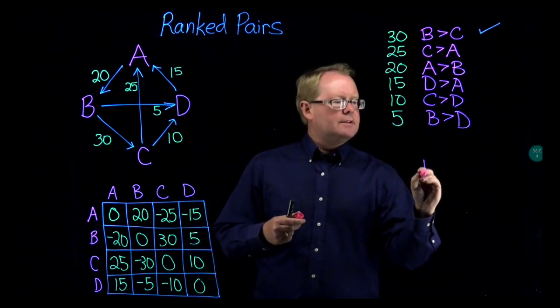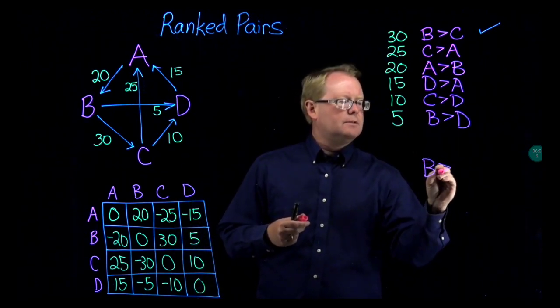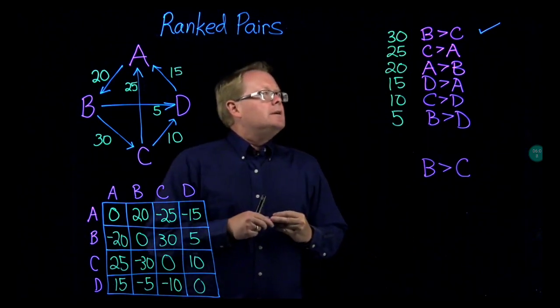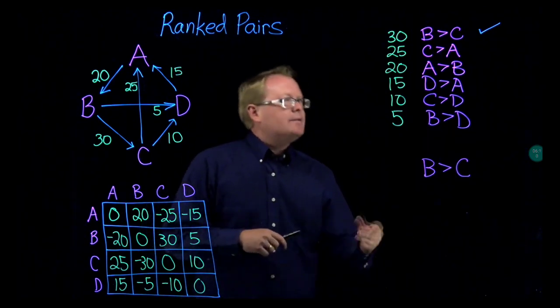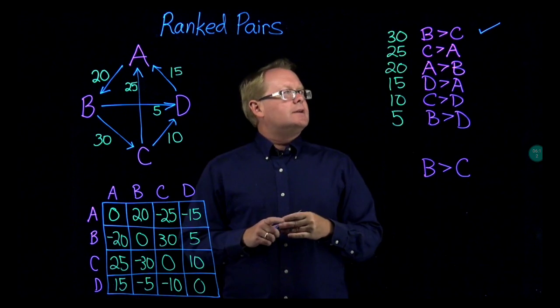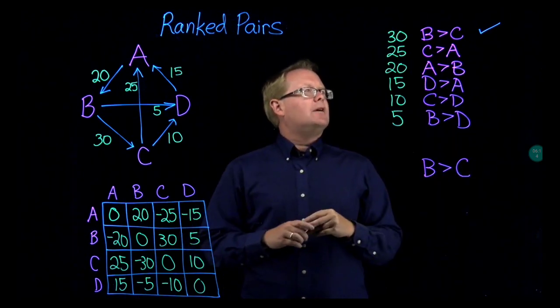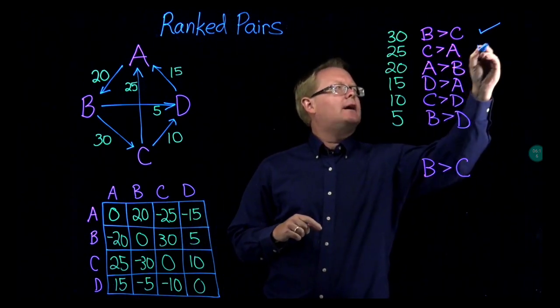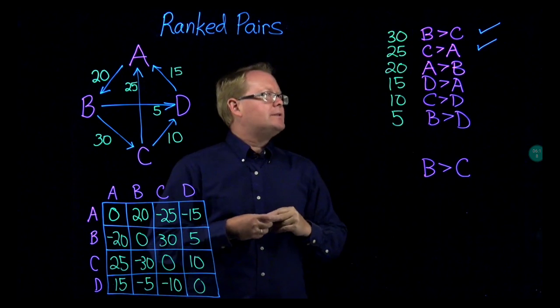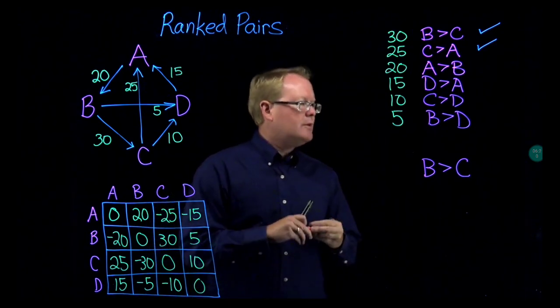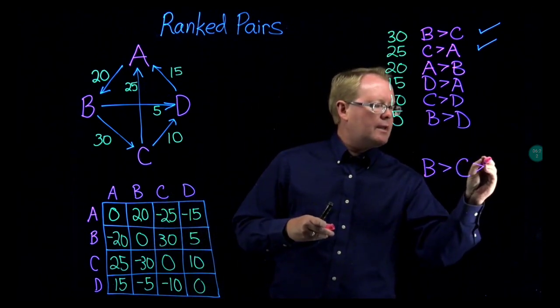Down here, this is the summary of our results. And then we ask the question, can we enforce this second preference? Is it compatible with what we've got so far? And the answer is yes. We can still have B bigger than C and C bigger than A at the same time. There's no contradictions, so we put a check mark there.